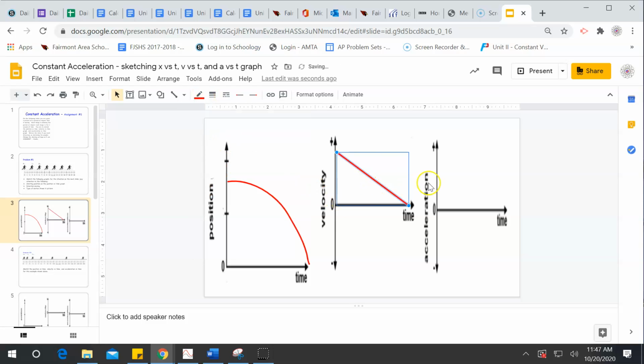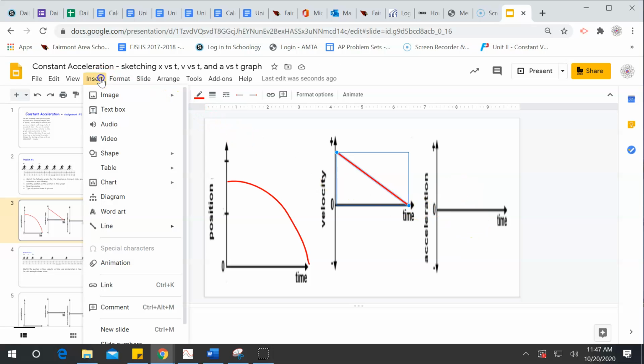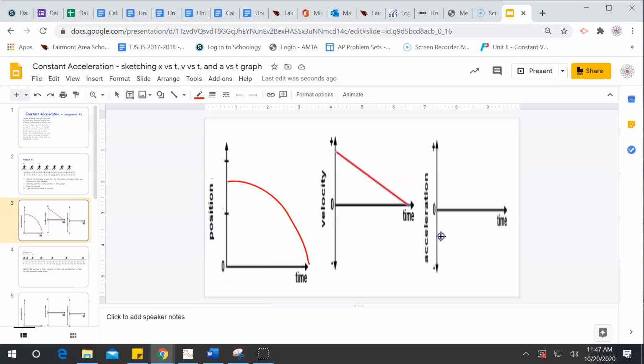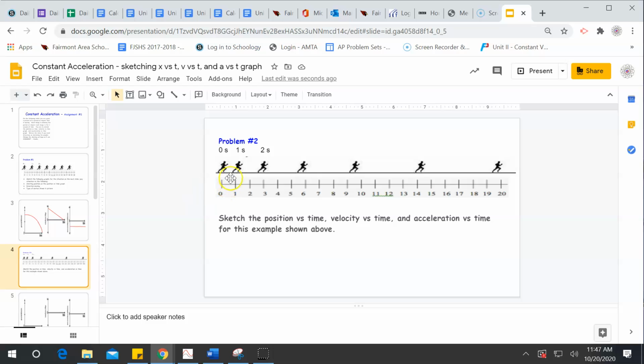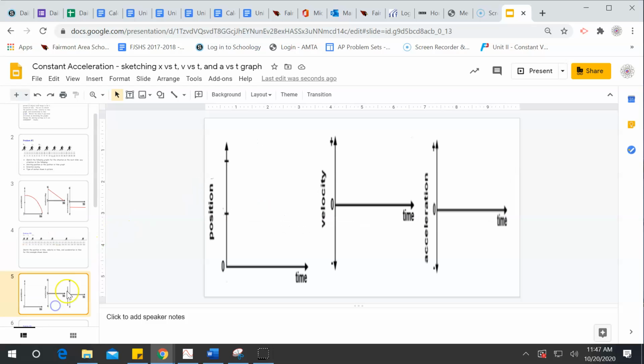Okay? And then I would have to do the last one. I'd do the same thing, Insert, go to Line, and let's see, it's this. Okay? Now, remember, I'm making up all of this. So that would be my 3 sketches for that situation. And then I would go to the next situation, look at it, and then go to the next set of graphs for the same setup. Okay? So you have 5 different situations.